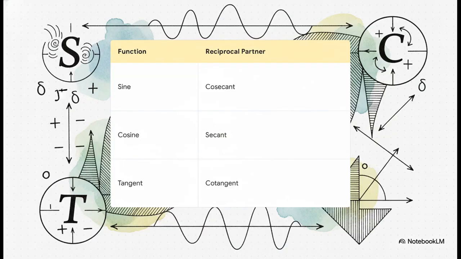Just remember this one thing. A function and its reciprocal partner will always have the same sign. Cosecant is just 1 over sine. So if sine is positive, cosecant has to be positive. That means the S, for students, in quadrant 2 also takes care of cosecant. And that same logic applies to cosine and secant and to tangent and cotangent.